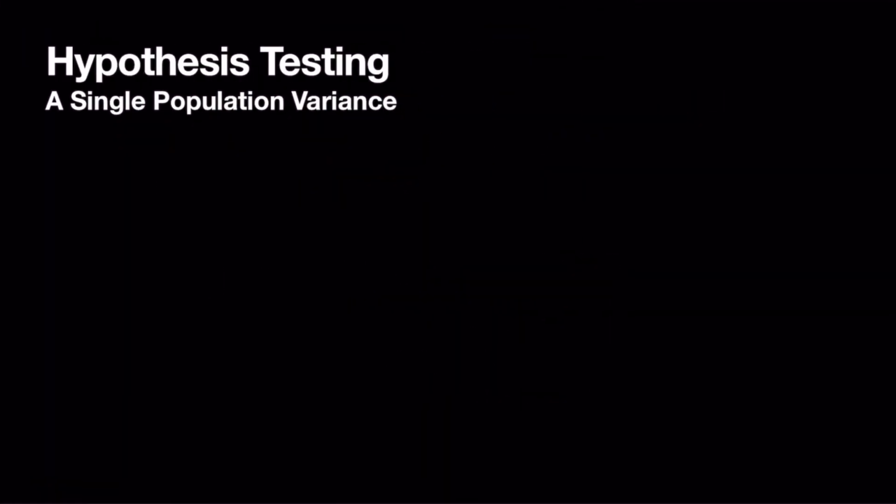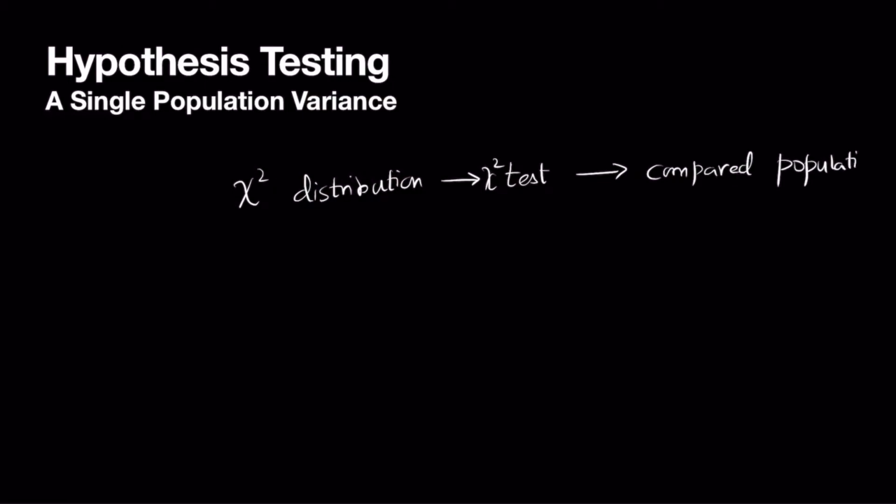So this is one of the reasons why we use the chi-square distribution as a measure, or the chi-square test, to compare the population variance. Or another way of saying this is to find whether the sample is from the population variance. So this is basically the idea here.